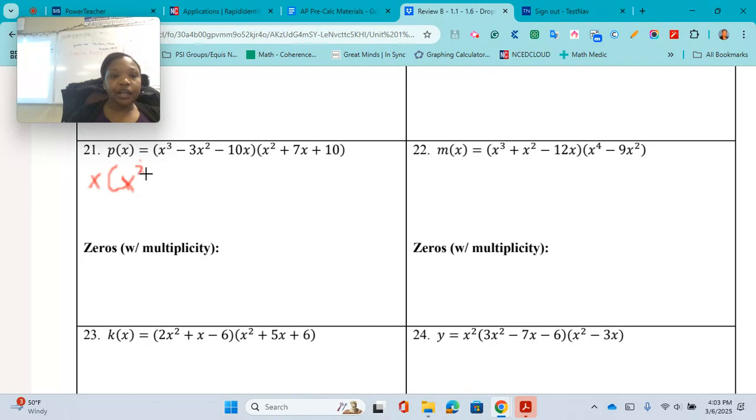X squared minus, if we pull out an x, we have x squared minus 3x minus 10. But what will we still need to do with that? Factor it. Two numbers that multiply to give you negative 10 and add together to give you negative 3. Negative 5 and positive 2.